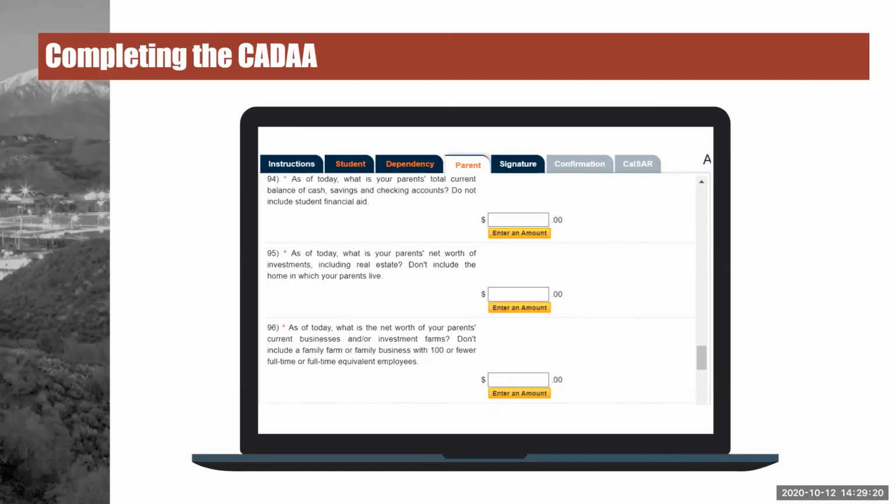You will report the balance of cash, savings, and checking accounts in your parents' control, along with the net worth of any investments, which include real estate that is not the primary home in which your parents live, and the net worth of family-owned businesses and/or investment farms.